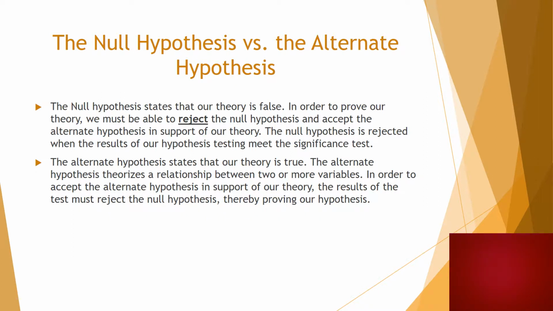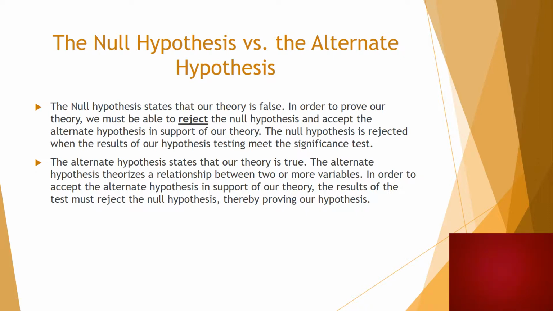So the null hypothesis versus the alternate or alternative hypothesis. The null hypothesis states that our theory is false. In order to prove our theory, we must be able to reject the null hypothesis and accept the alternate hypothesis in support of our theory. The null hypothesis is rejected when the results of our hypothesis testing meets the significance test.